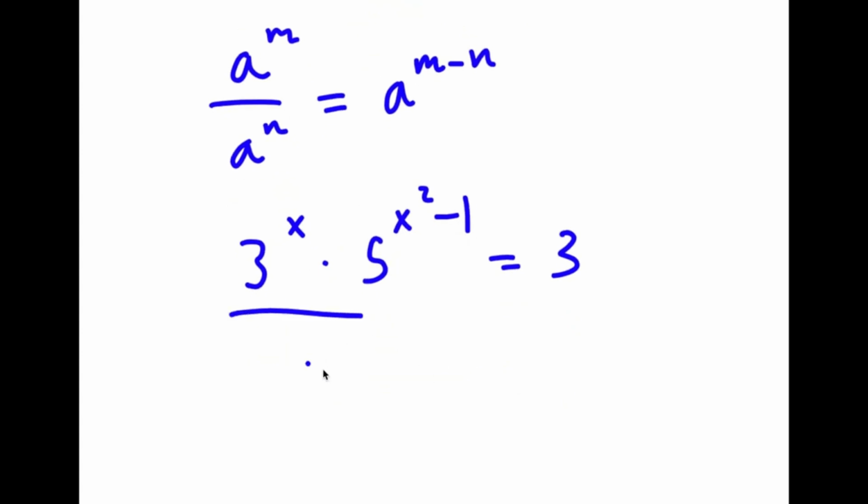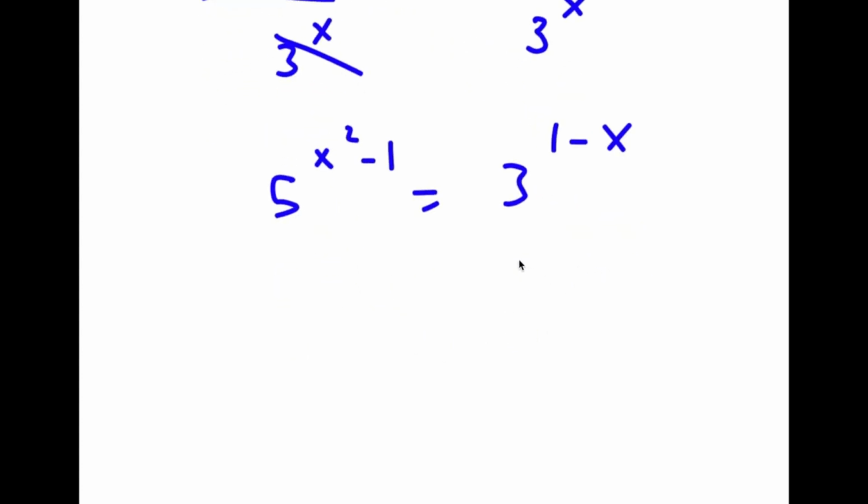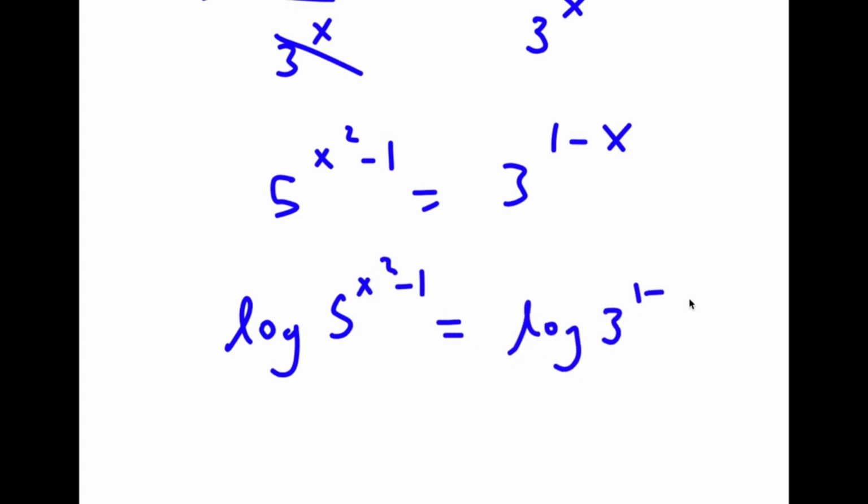And now I'm going to divide both sides by 3 to the power of x. So then these two cancel out, and 3 to the power of 1 over 3 to the power of x, that's the same thing as 3 to the power of 1 minus x. Now, if I take the log on both sides, I get log 5 to the power of x squared minus 1 is equal to log 3 to the power of 1 minus x.